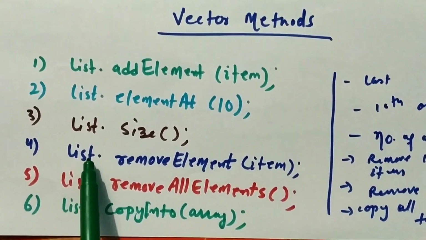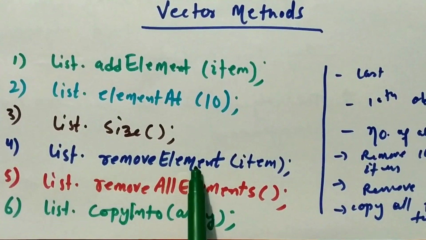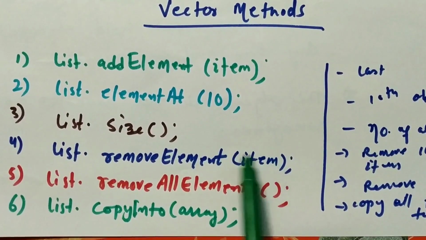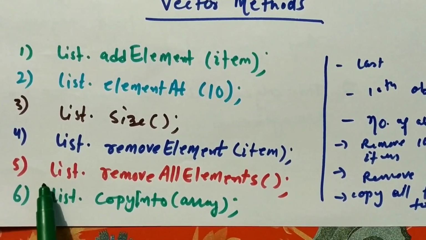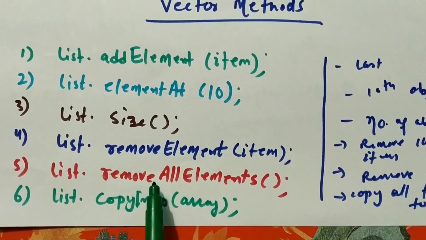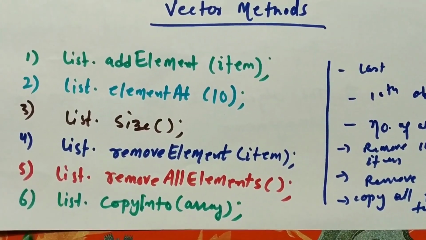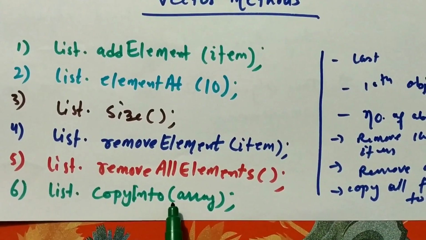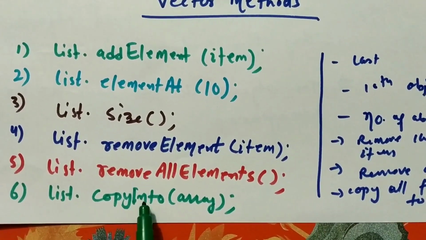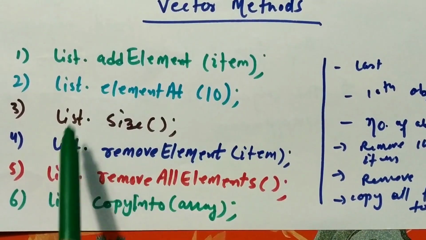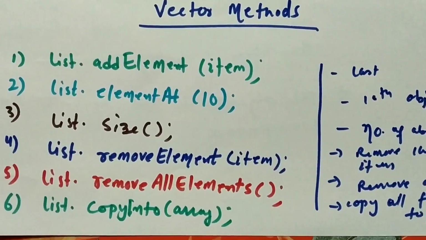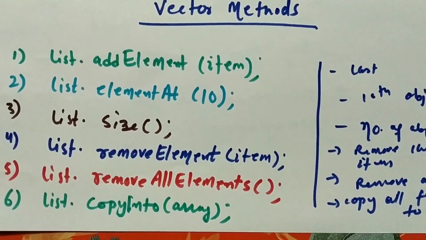Next is list.removeElement(item). This method removes the specified item from the list. Next is list.removeAllElements(). That means this method removes all the elements present in the list. Next is list.copyInto(array). That means copy all items from the list to an array. So these are some methods of vectors which will be used in programs, right? Now I'm going to show some examples, some programs of vectors.